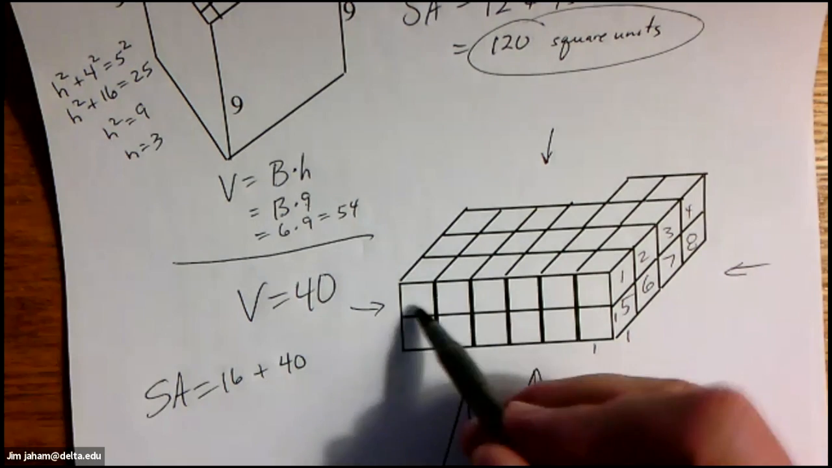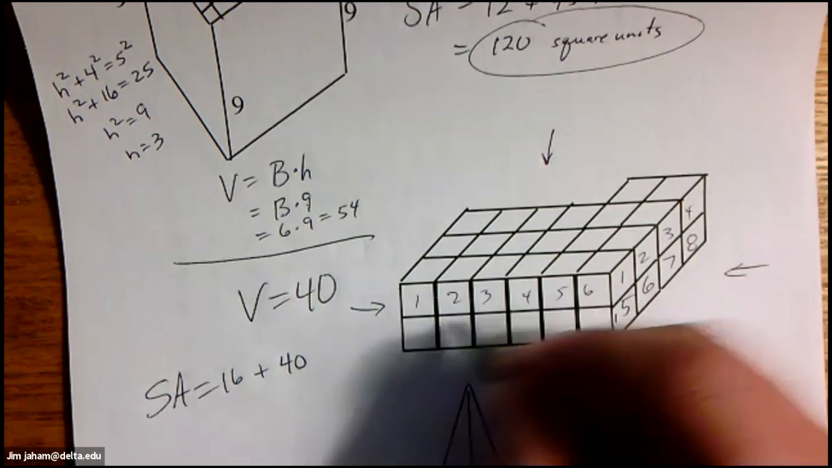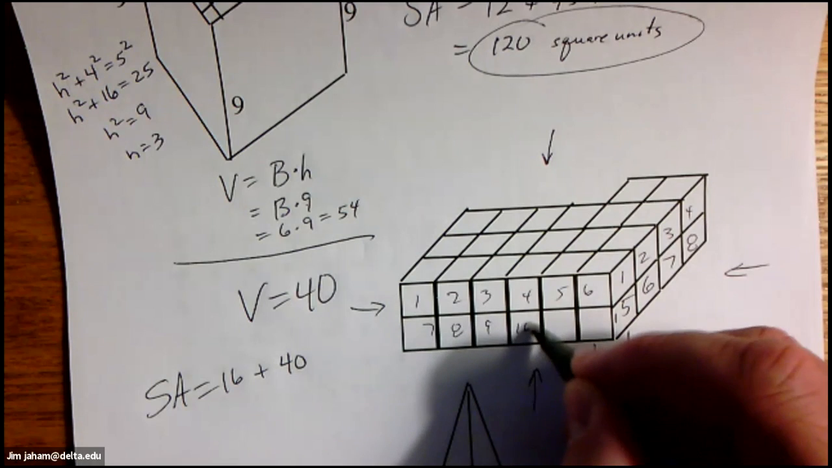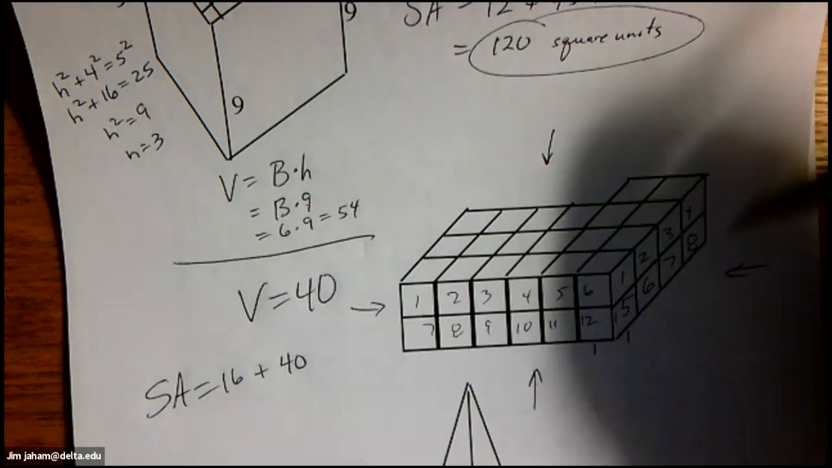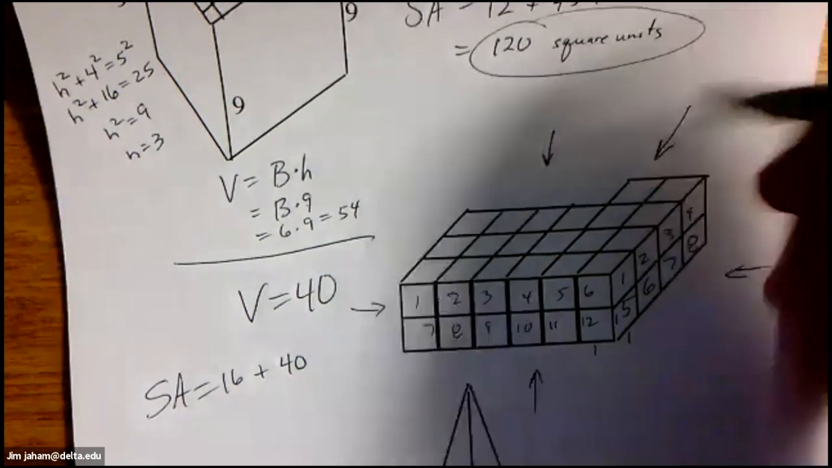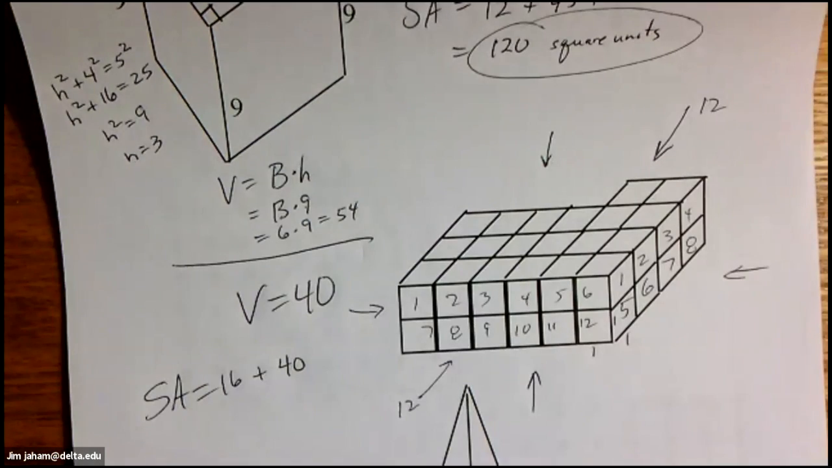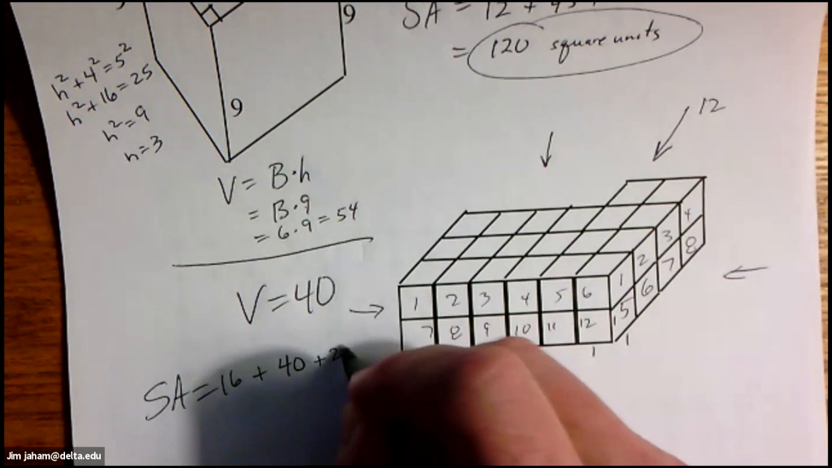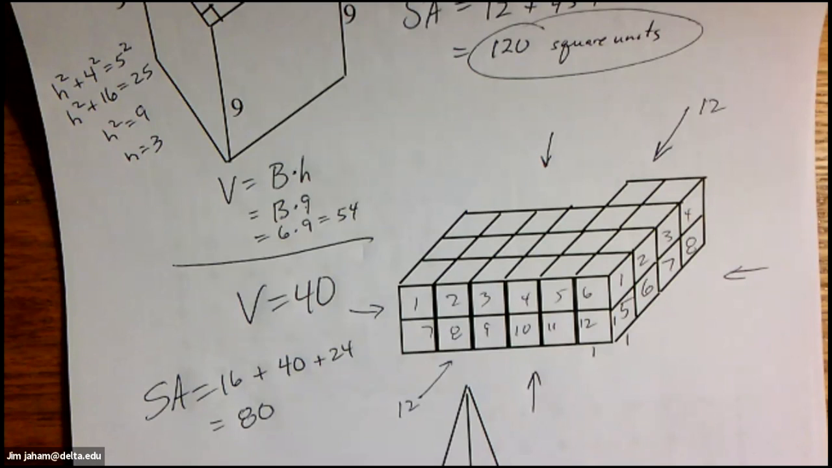And then we have to do this face. So there are 1, 2, 3, 4, 5, 6, 7, 8, 9, 10, 11, 12. So there's 12 faces here. And if you come in from the back side, you also have 12. 12 and 12 is 24. So it looks like you're going to have 80 square units.